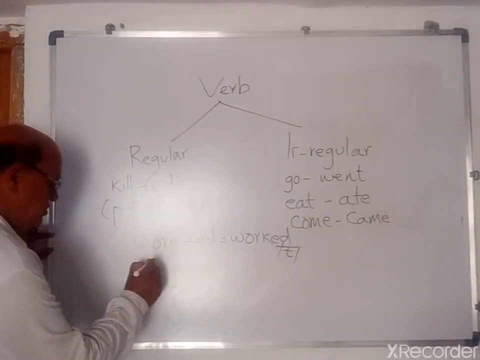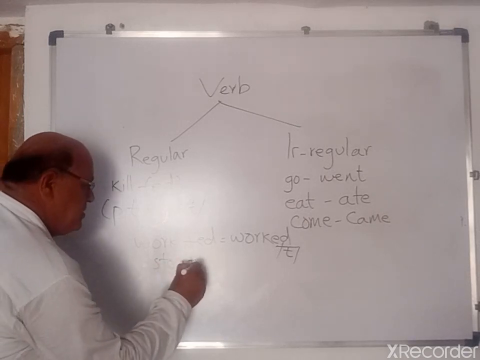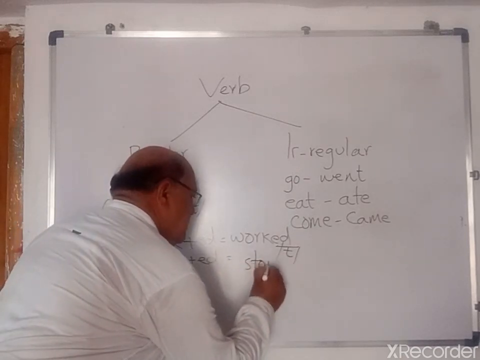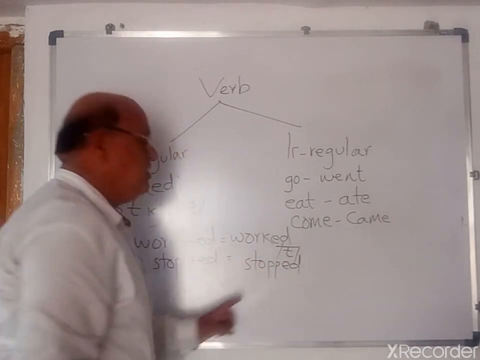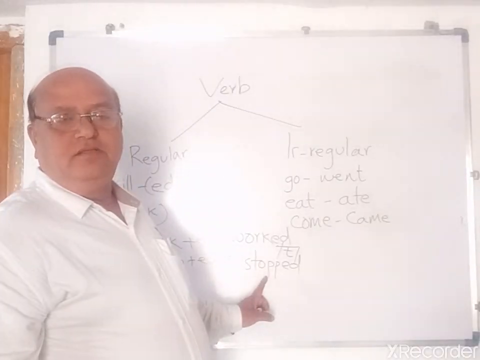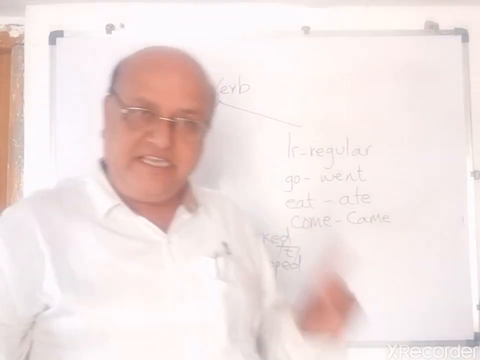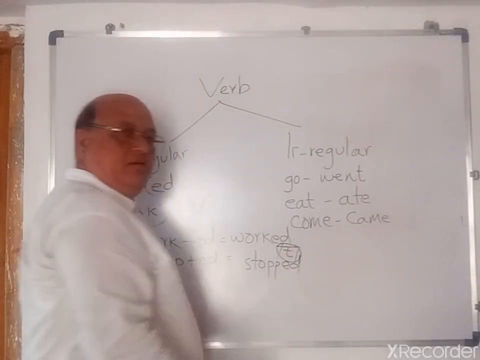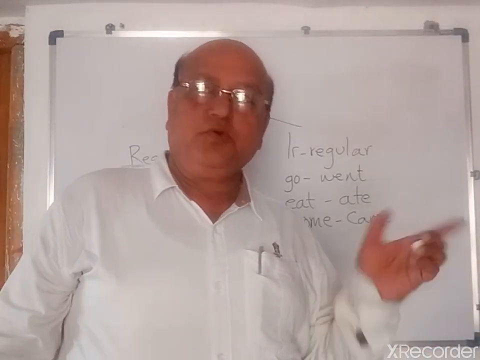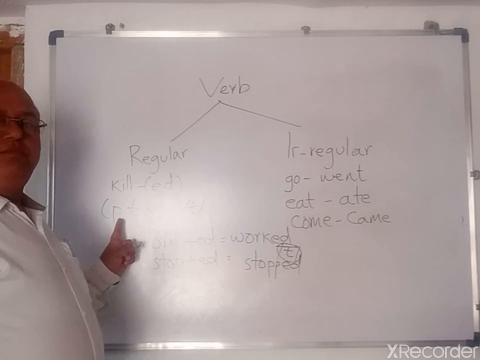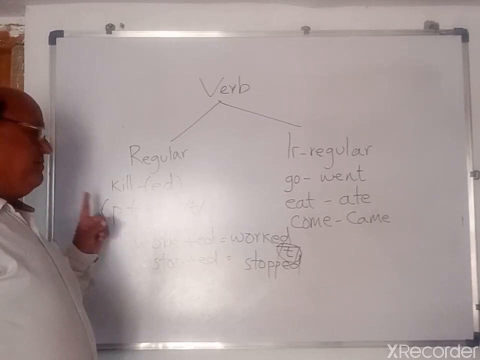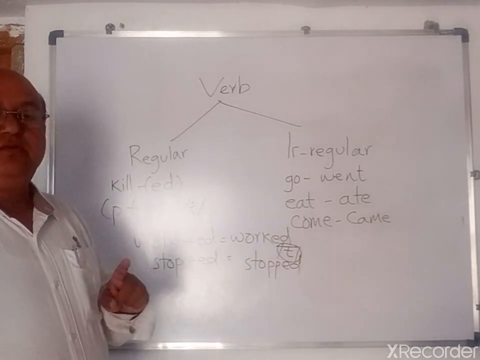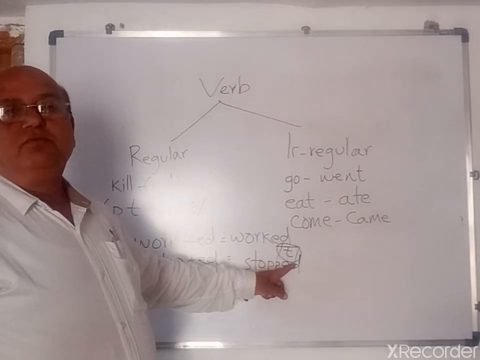Likewise, the pa sound: stop plus ed. Here, stopped. This is not pronounced as it is in Oriya. We shall have to say it as stopped, with the ta sound. So, in relation to spoken English, when the verb ends with the pa sound, ta sound, or ka sound, the past tense will be pronounced with the ta sound.